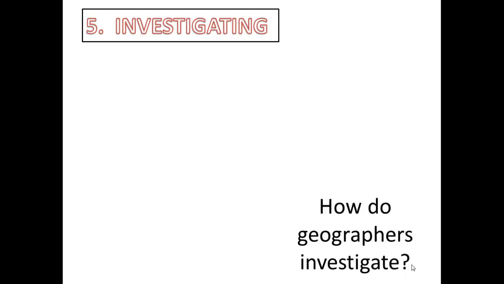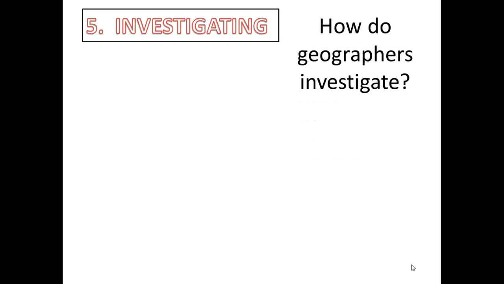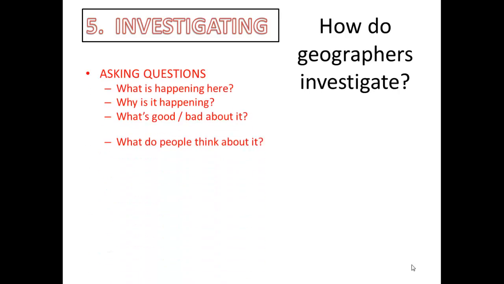Section 5, being geographical, isn't about another thing to look at, it's about how geographers find things out. The word for this is investigate. Investigating means asking questions. What's happening here? Why is it happening? What's good or bad about it? And what do people think about it? Can you notice that these questions fit with the 4 steps for looking at change on the last slide? That's because they're geographical questions.